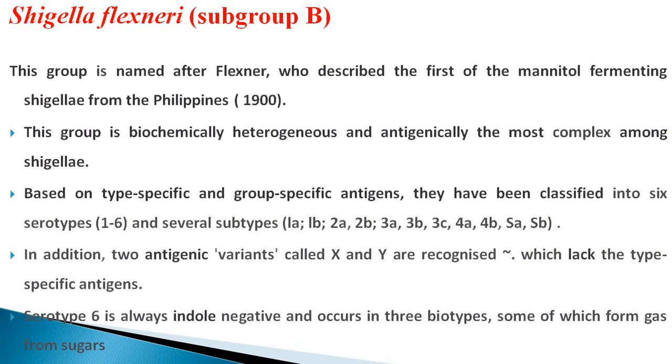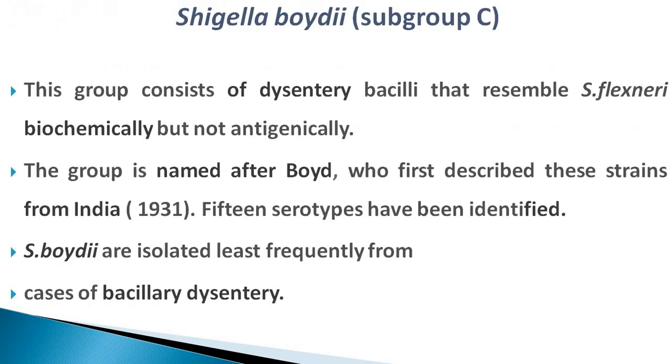So these are the subtypes: 1A, 1B, 2A, 2B, 3A, 3B, 3C, 4A, 4B, then 5A, 5B. In addition, antigenic factors called X and Y are recognized, which make up the type-specific antigen. Serotype 6 is always indole-negative and occurs in 3 biotypes, some of which form gas from sugar.